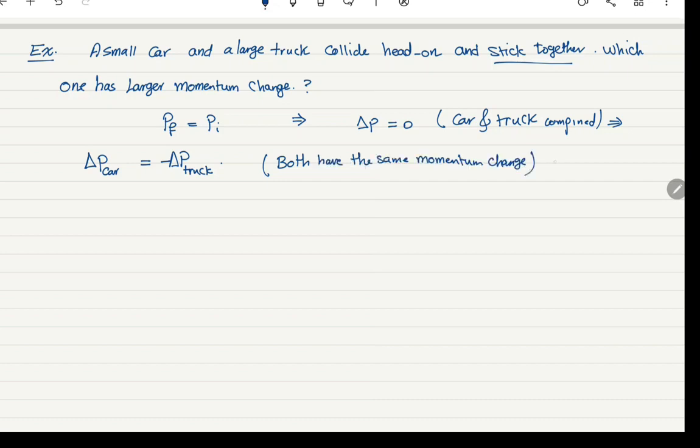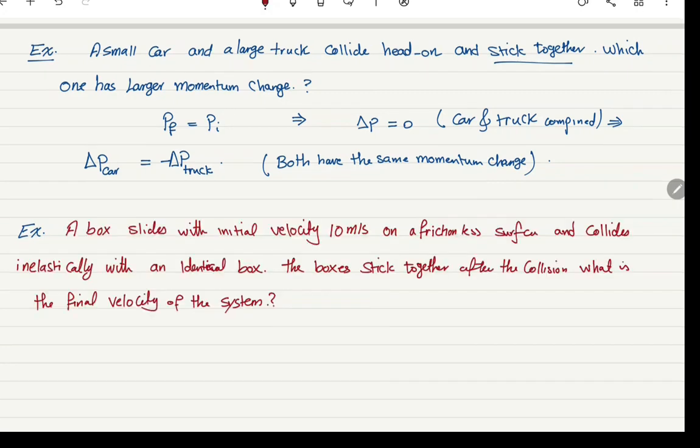Example: a box slides with initial velocity 10 meters per second on a frictionless surface and collides inelastically with an identical box. The boxes stick together after the collision. What is the final velocity of the system? Now, to answer this, momentum is conserved. Only momentum is conserved.